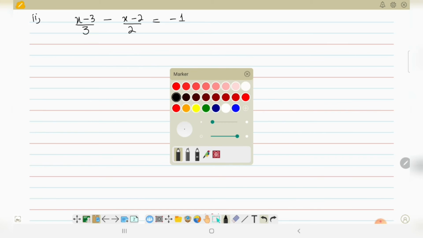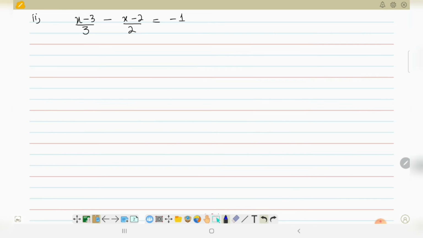Let me write it down for you. The second part: x minus 3 by 3 and minus x by 2 is equal to minus 1. Right? So again we got the fraction, so we'll remove the denominators. So we'll take the LCM of the denominators, here 3 and 2, so 6 is the LCM.